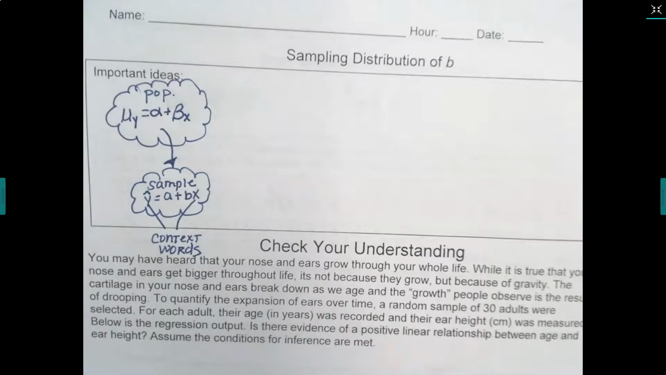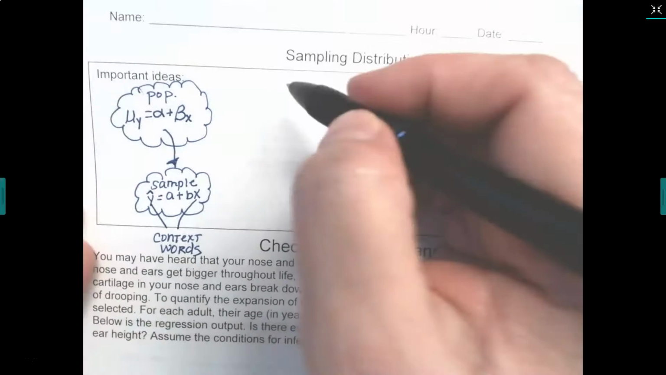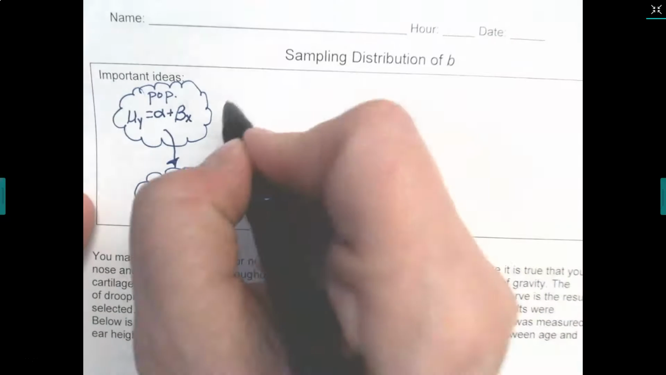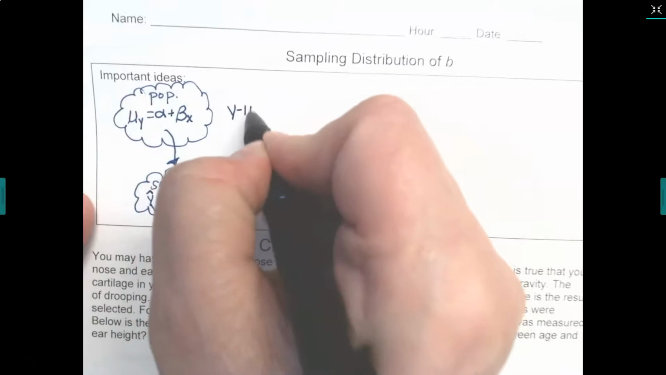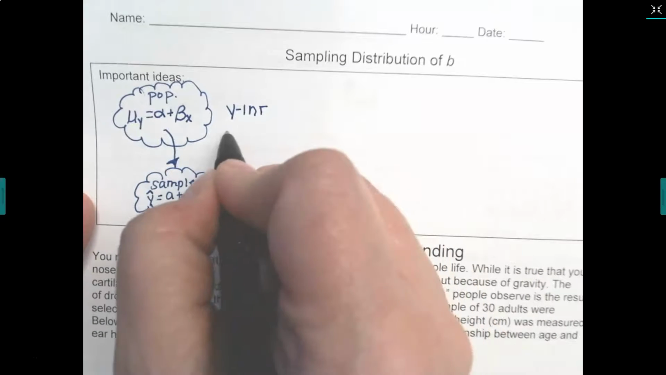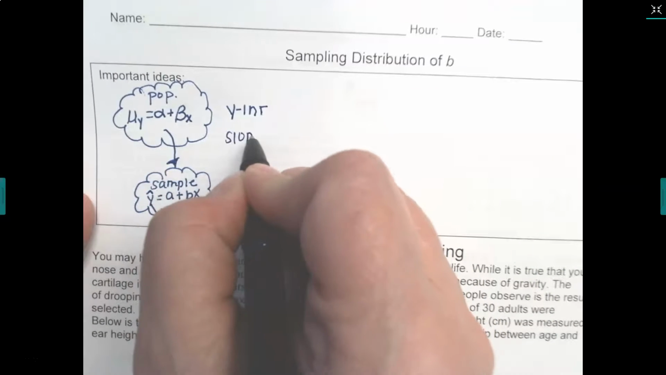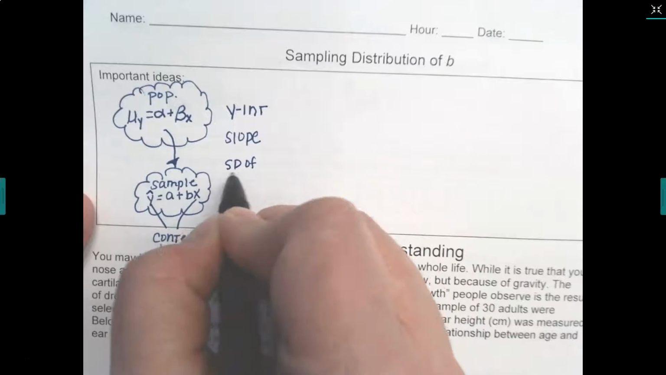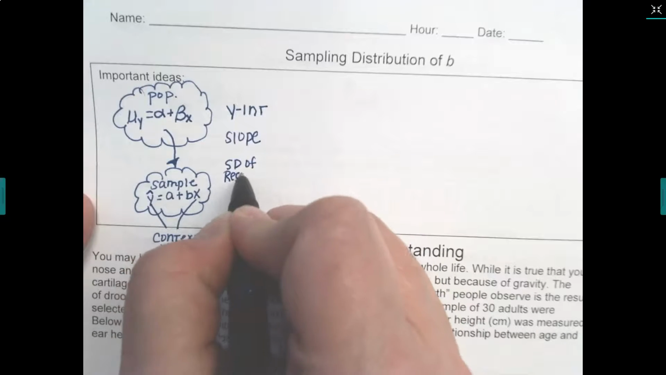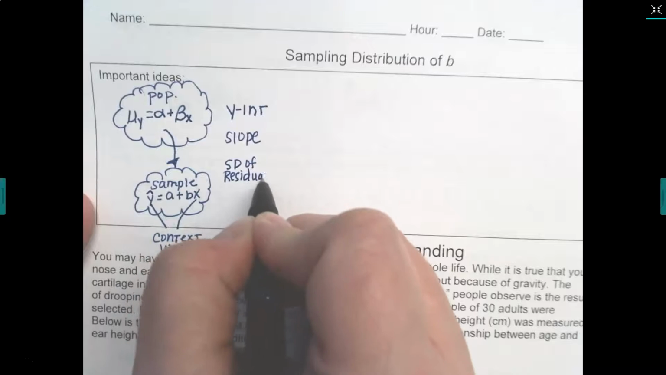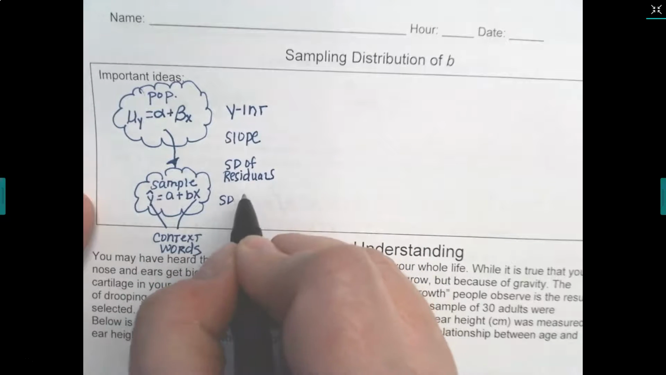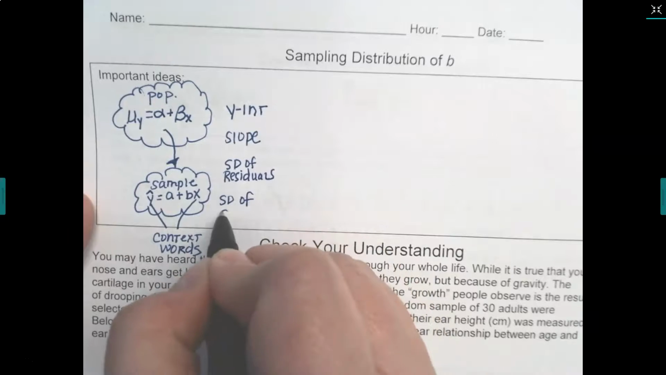Okay, so let's look at our parameter versus our statistic notation. So when you see it written down, you know what you're looking at. So we have our y-intercept we're going to talk about. We have slope. We have the standard deviation of the residuals. And then we have the standard deviation of the slope.